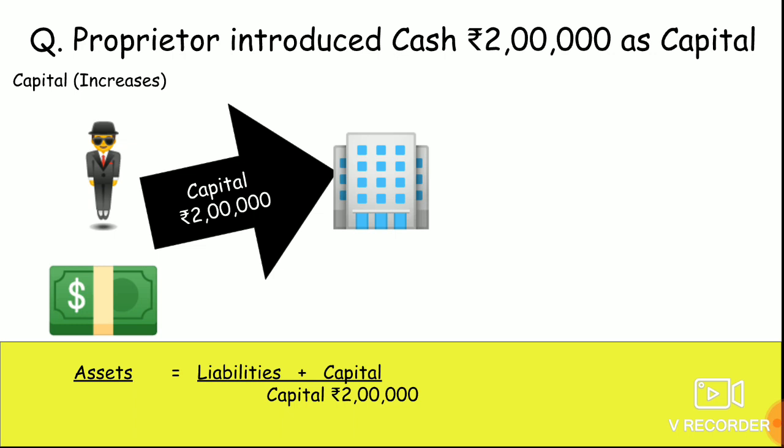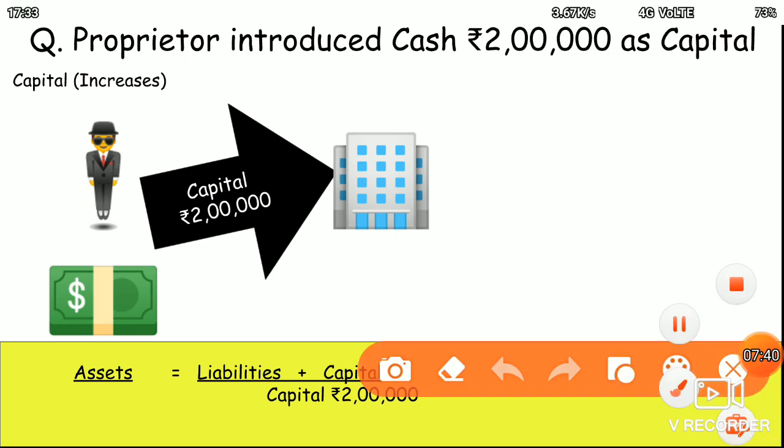Let us see the effect here. Now the owner brings in capital. That means the owner is bringing cash as capital. So the capital will increase in the business. The capital is a representation of the owner's money. So the capital in the business increases by 2 lakh rupees. So towards the liability side, the capital will increase by 2 lakh rupees.